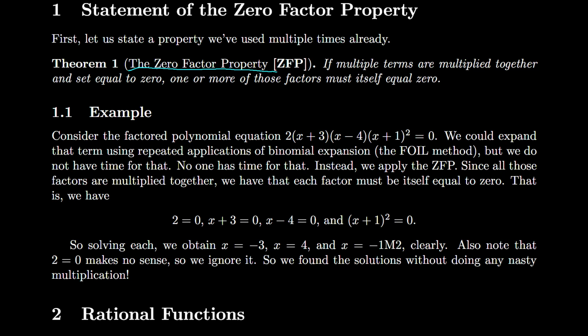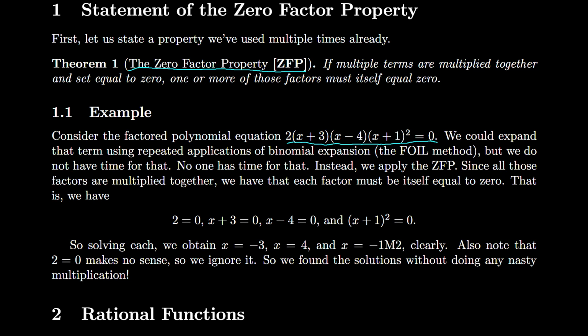The zero factor property, I call it the ZFP, and it says if multiple terms are multiplied together and set equal to 0, then one or more of those factors must itself equal 0. So I say, consider the factored polynomial equation 2 times (x plus 3) times (x minus 4) times (x plus 1) squared equals 0. We could expand that using repeated applications of binomial expansion, that is, just FOIL everything out.